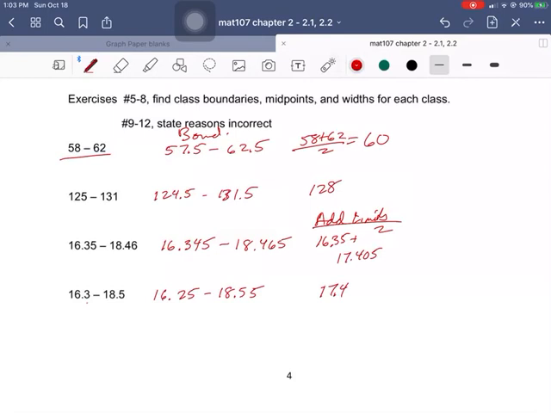The tricky part was the class widths. Okay, the class widths, if I only have the limits, it's very tricky to find that. So it's better to find the boundaries or the midpoints and subtract them. So let me do this one. So this is 62.5 minus 57.5. Get my calculator here. 62.5 plus 57.5 is 120.